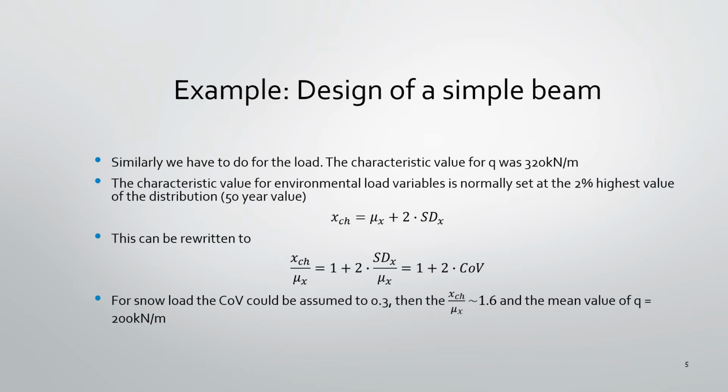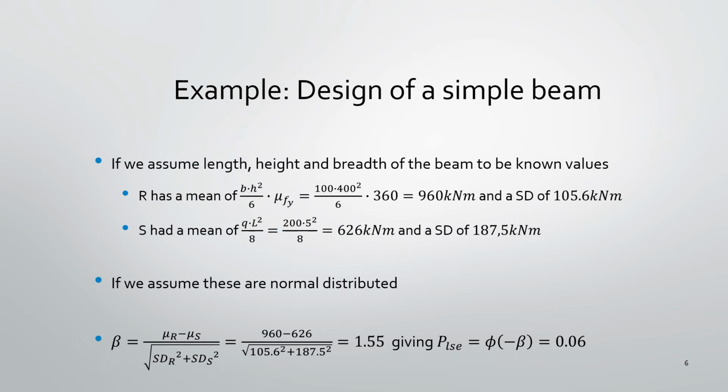Similarly, we can determine the mean value and standard deviation of the load by the same method. However, for load we normally assume that the characteristic value of load is set to the 2% highest value of the distribution, giving us a 50-year value of the load. Performing the same type of rearranging and assuming a coefficient of variation of 0.3, the mean value of the load can be determined to 200 kilonewtons per meter. With this information, we can determine the mean value and standard deviation of R and S.